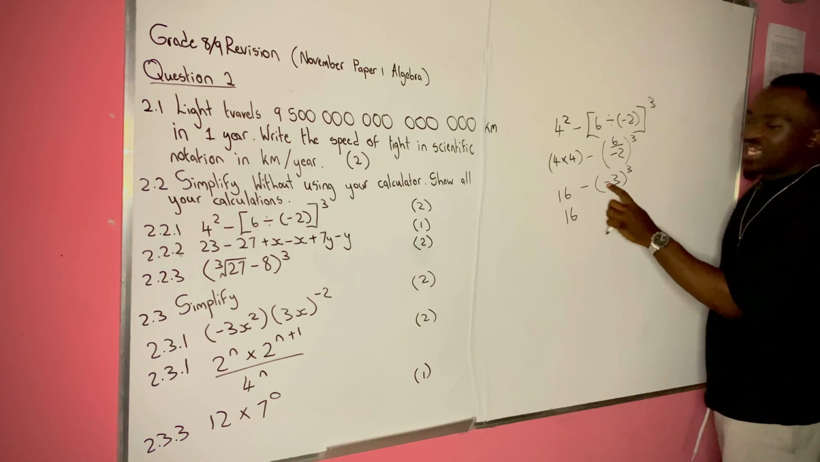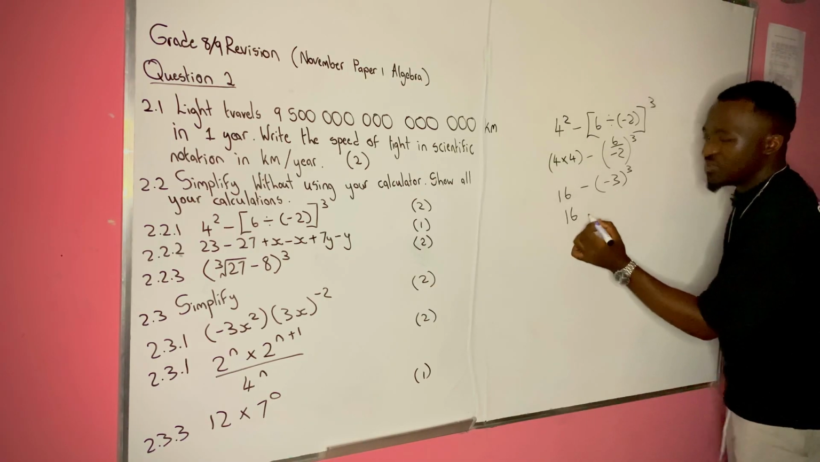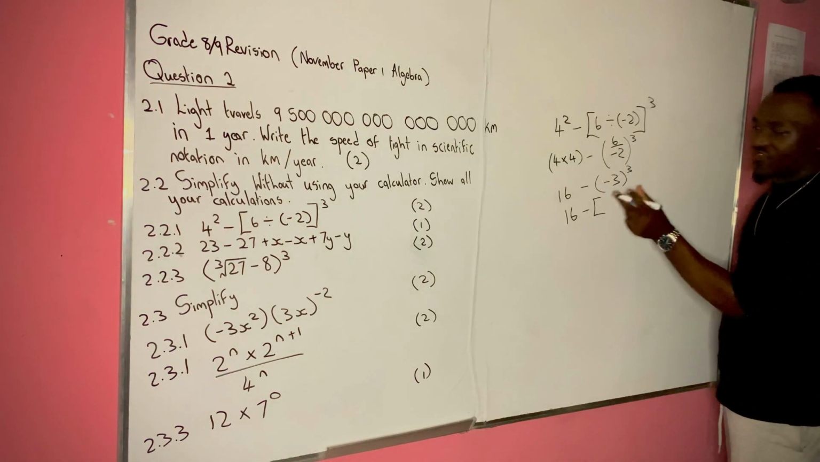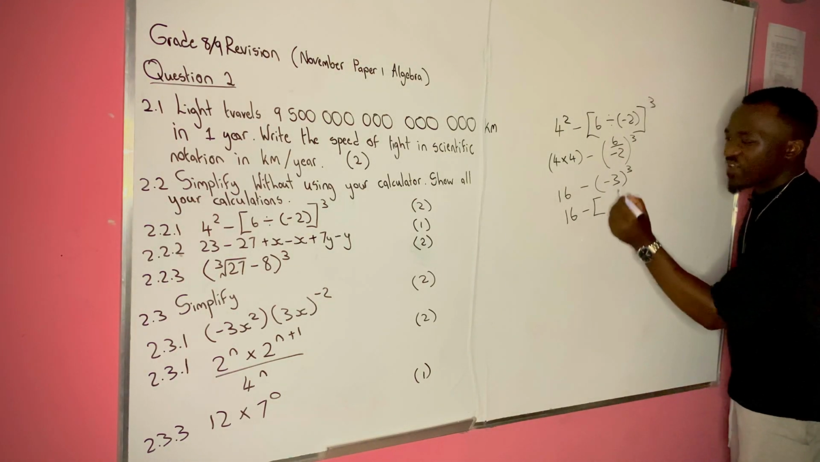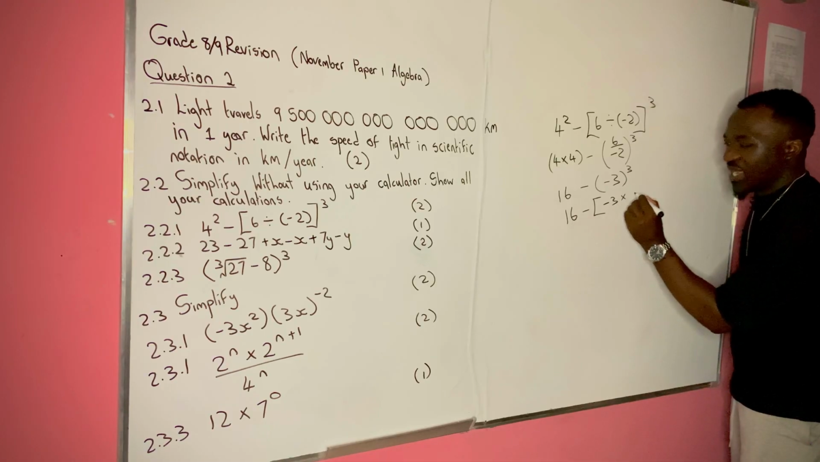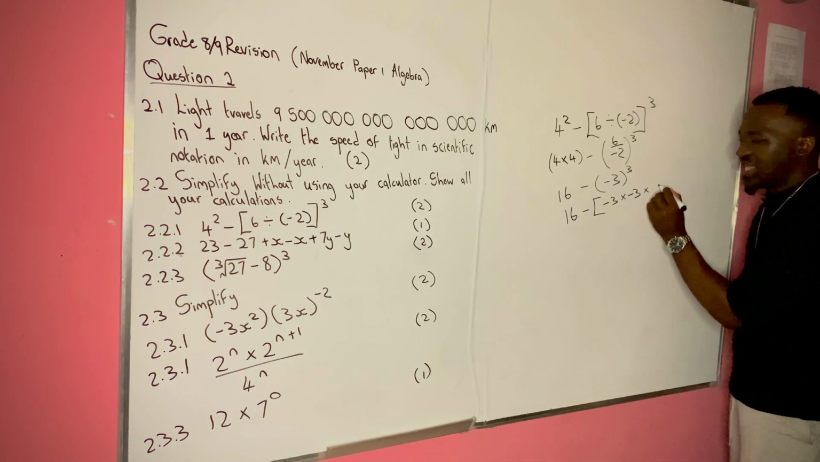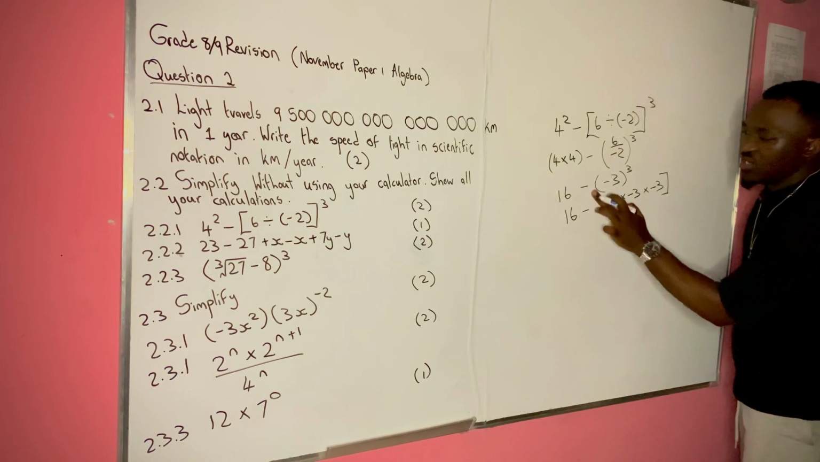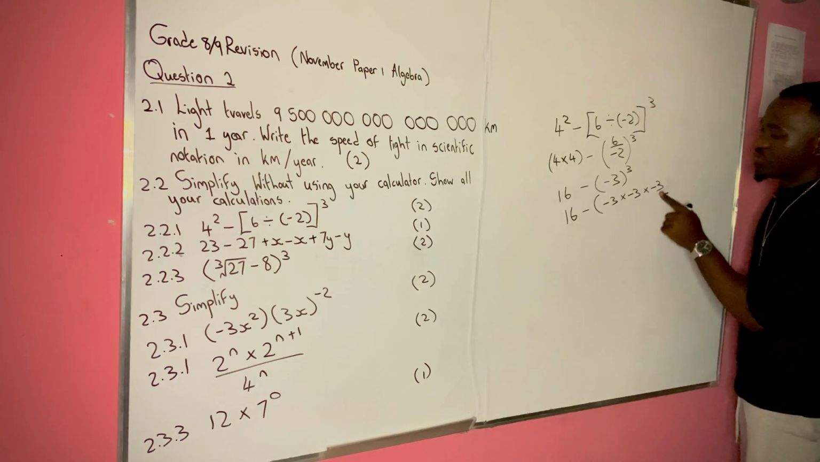But here, this is a negative number. This simply means we have negative. Let's put the box bracket to separate this negative from this problem here. So we have negative 3 multiplied by negative 3 multiplied by negative 3. These are our box brackets. We can even remove them and put just round brackets.